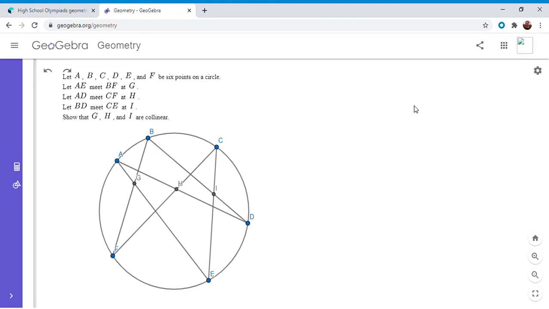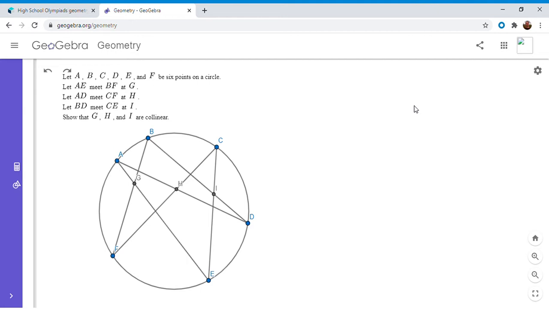So today I'm going to show you a proof of Pascal's theorem, which is one of the most famous theorems in projective geometry. I've used it a few times, but not a ton, but I'd like to use it more and become more comfortable with it. So I wanted to show you guys a proof of it today. If you'd like to try to solve it, feel free to pause the video.